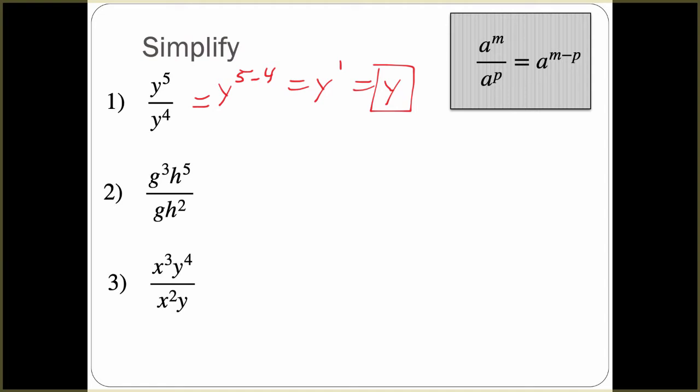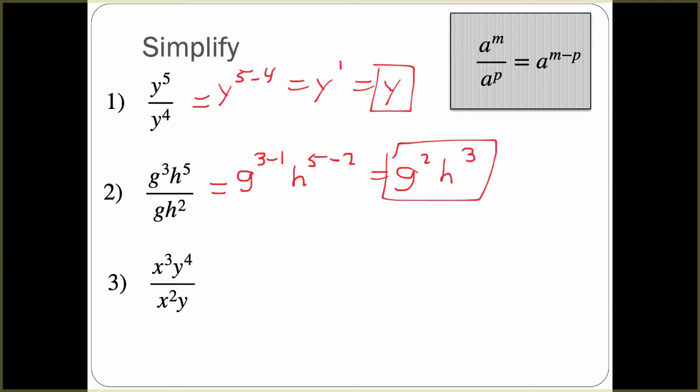So we have g to the 3rd, h to the 5th divided by g h squared. So we take g, we have the exponent of 3 minus 1, times h, and we have 5 minus 2. And when we do this, we get g squared h cubed. 5 minus 2 is 3. So there is our final simplified form.